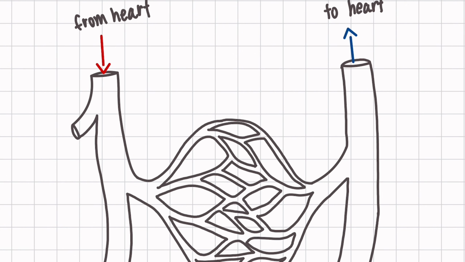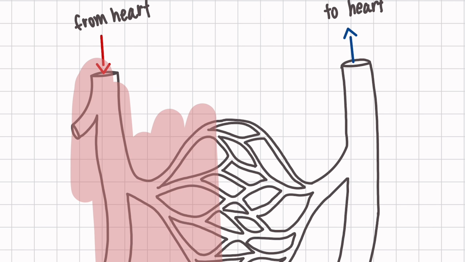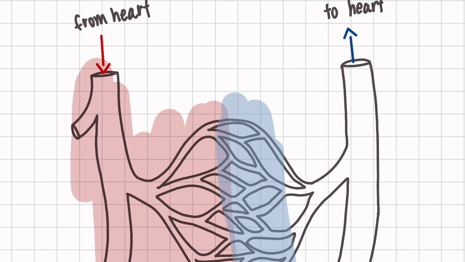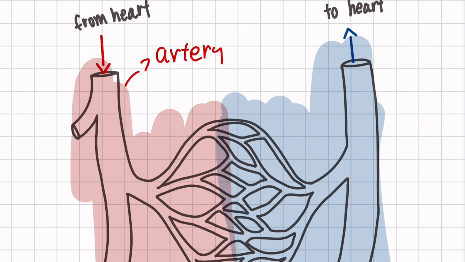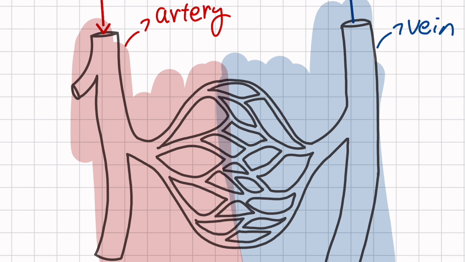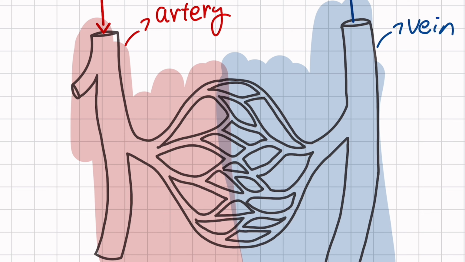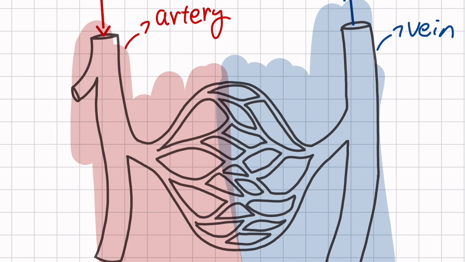Let's color this in. This part would be red, and this part would be blue. This is the artery, and this is the vein. Then the question is, what is this? This is a capillary bed, which is just a network of capillaries.